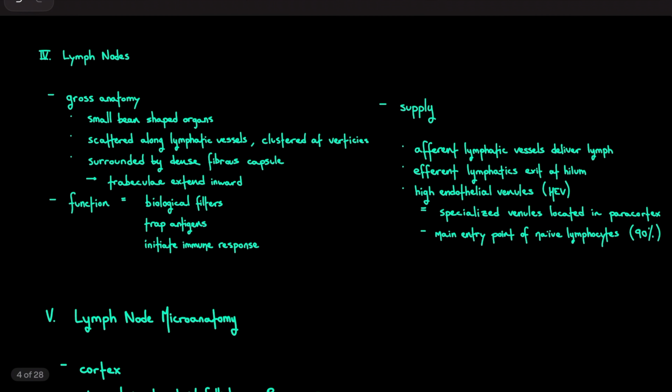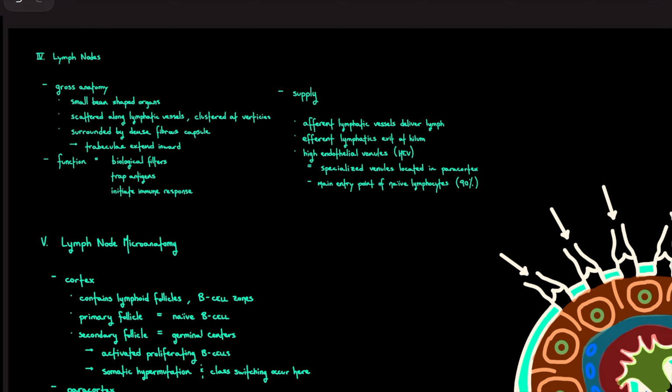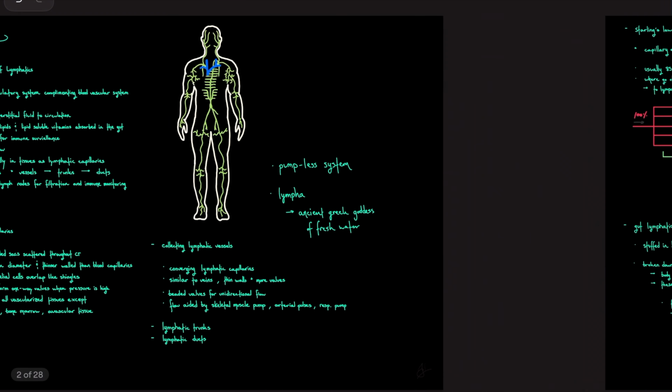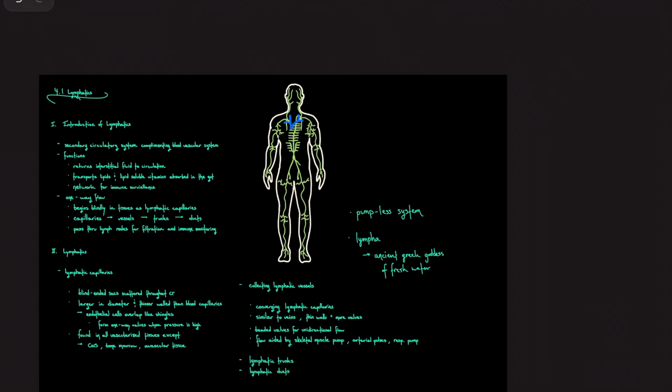Let's keep it going. So lymph nodes, we got to get this anatomy of these filters down because this is very important. We have small bean-shaped organs scattered along these lymphatic vessels, and they're really clustered at the vertices of the body. So the big angles of the body, like my elbow, my armpit, my neck, my hip, we call that the inguinal region, my knee, so on and so forth.